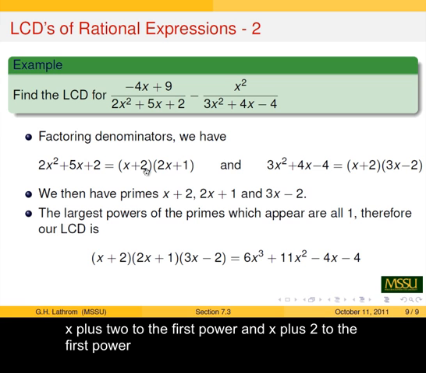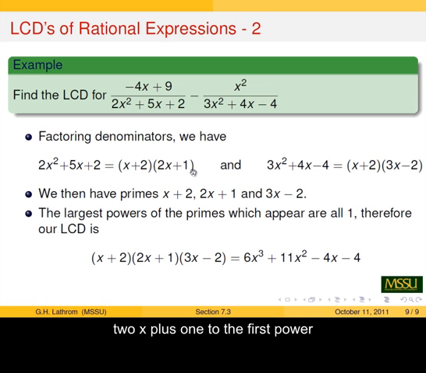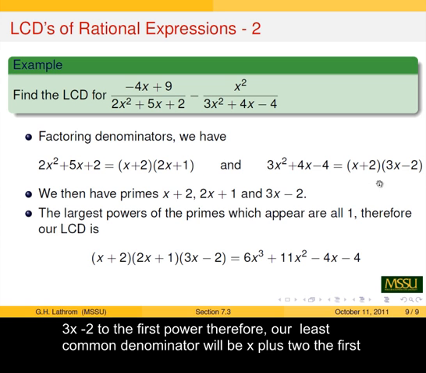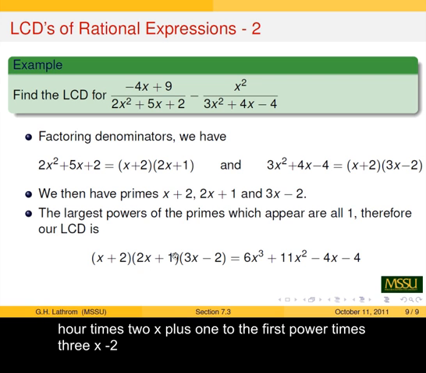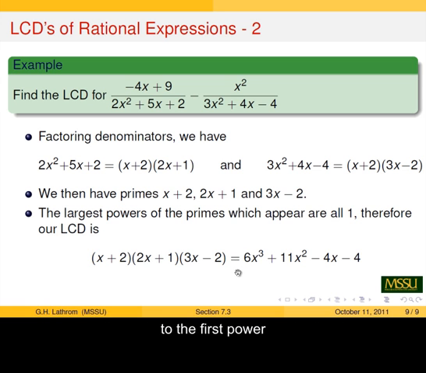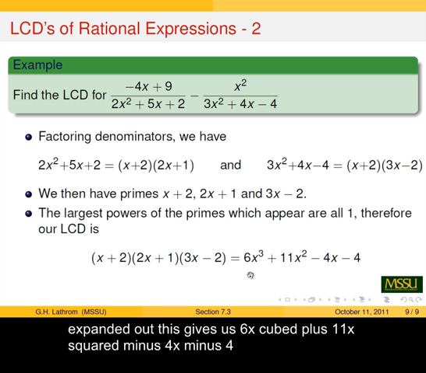x plus 2 to the first power, 2x plus 1 to the first power, 3x minus 2 to the first power. Therefore, our least common denominator will be x plus 2 to the first power times 2x plus 1 to the first power times 3x minus 2 to the first power. Expanded out, this gives us 6x cubed plus 11x squared minus 4x minus 4.